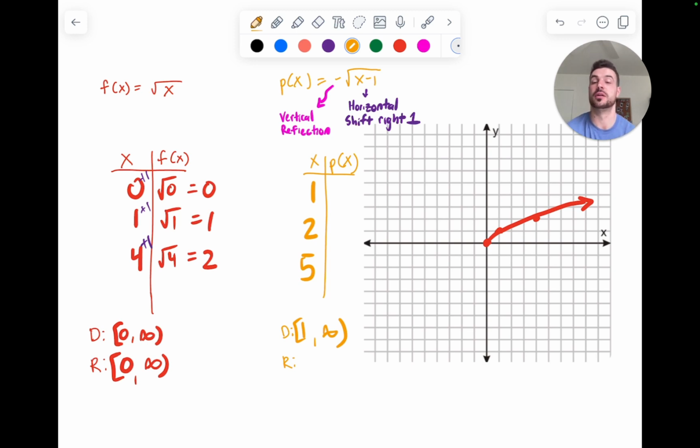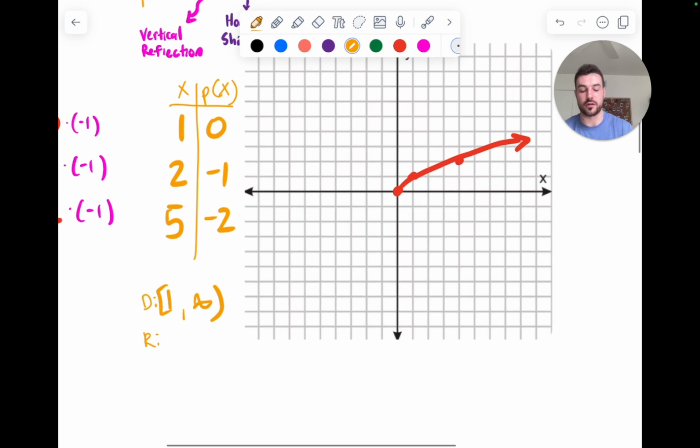Now our vertical transformation is that negative on the outside, which is a vertical reflection, which means all of our output values, our y values as you could think, are going to be multiplied by -1. It's a vertical reflection, so it's going to cause this function to reflect over our x-axis. So that's going to leave our output values as 0 times -1, which is 0. 1 times -1 is -1. 2 times -1 is -2. And those are our values.